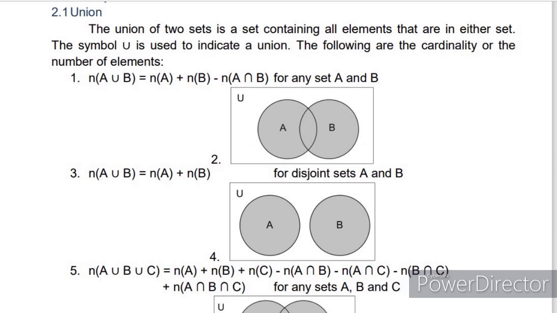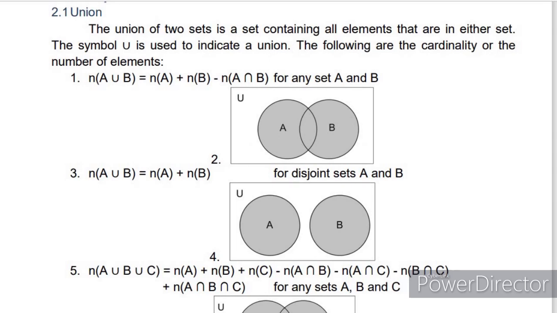So number 1, n(A ∪ B) is equal to n(A) plus n(B). Oh, there is a correction here. It is a typographical error in your module, okay? So this should be plus n(A ∩ B) for any sets A and B. Why should it be a plus sign, or addition sign? Because when we talk about union, we are including the sets in their intersection. So adding them should be the right way. So take note of that, okay?